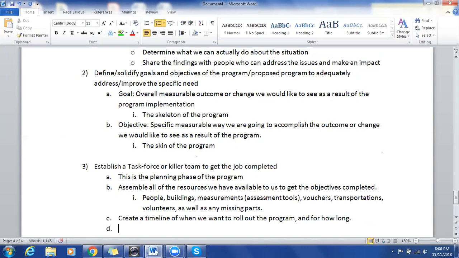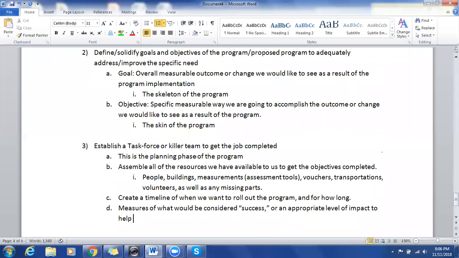Because sometimes funding dries up, and you're not able to actually get things done the way that you wanted to, so leave yourself some flexibility. We also want to identify measures of what would be considered a success, or an appropriate level of impact to help continue the program in the future.